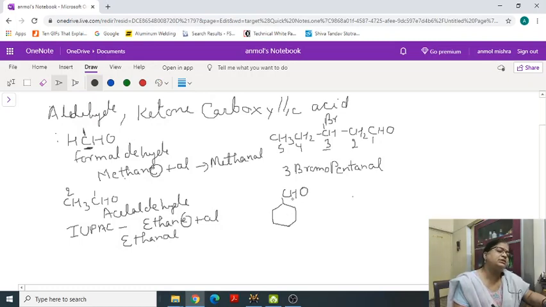Now, one more example we can take for the cyclo compound. Now, if we do not consider CHO, then this one is called as cyclohexane. We can remove e and we can add -al, cyclohexanal, or we can also write down as cyclohexane carbaldehyde.